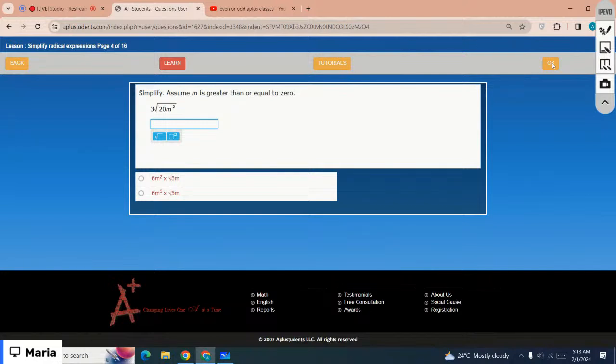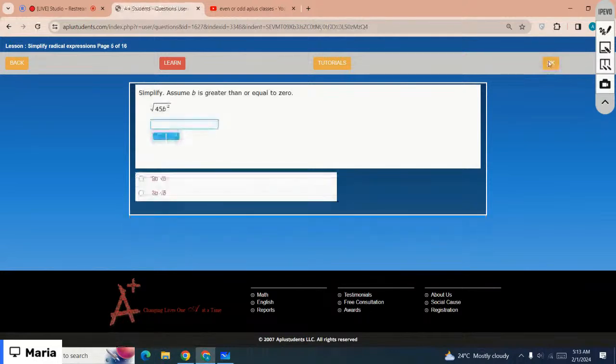Basically, you need to factor the number that is inside the radical sign, right? Then you have to factor out the squares. So that is 6m² times square root 5m. 6m² times square root 5m is the correct option, right?